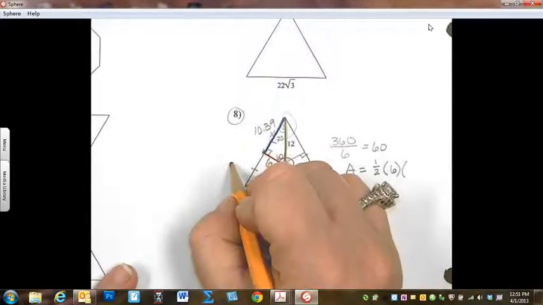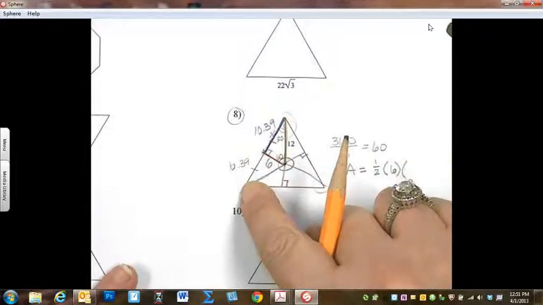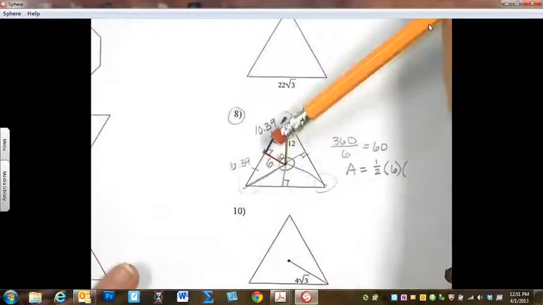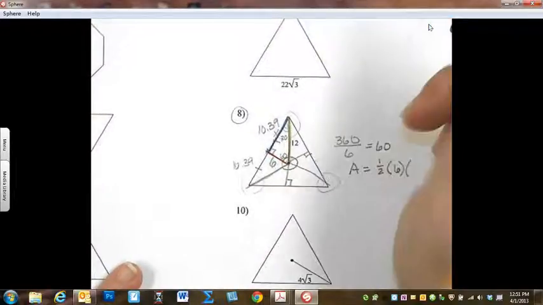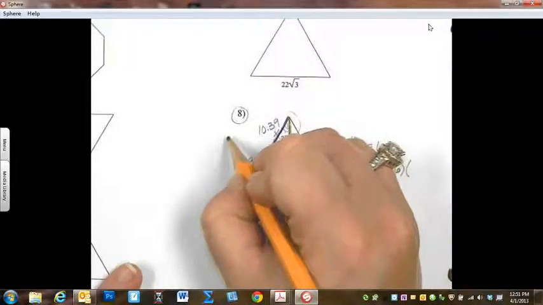So this is 10.39. How long is this whole side? Well, 10.39 times 2 equals 20.78.